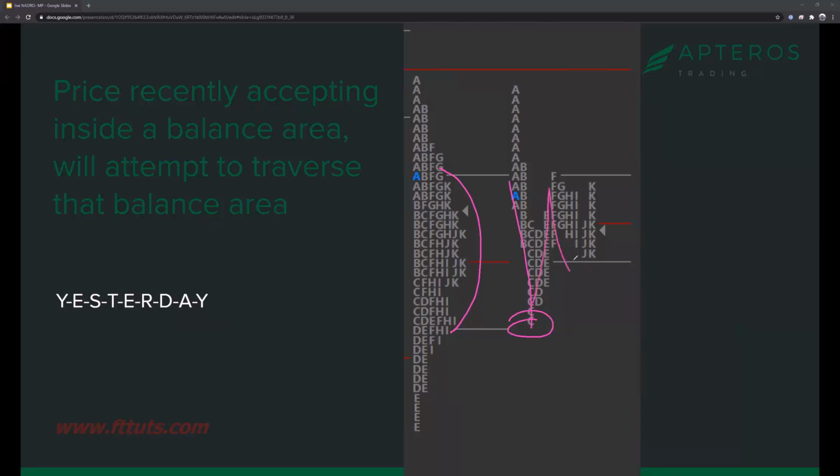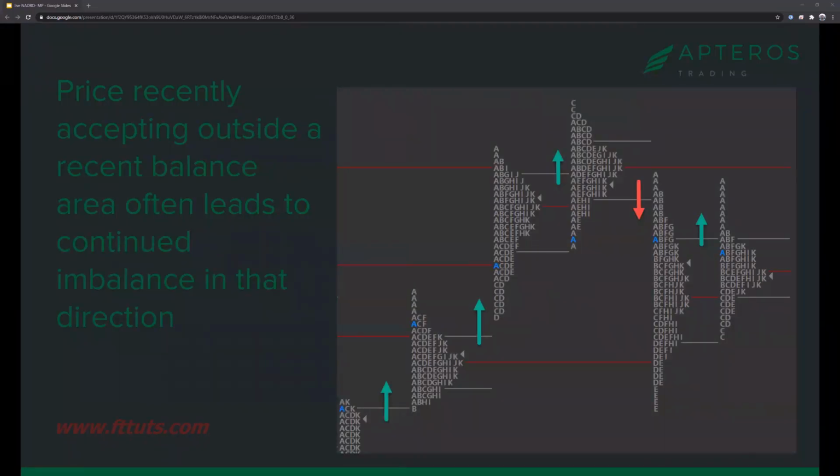And it's more of the same, rotational, getting into more laws of dynamics here. Price recently accepting outside of recent balance often leads to continued price expansion, imbalance, trending in that direction. Well, here's yesterday, remember that little guy there? But look at what's happened leading up to that. We break from balance, we head higher. We break out of this balance, we head higher.